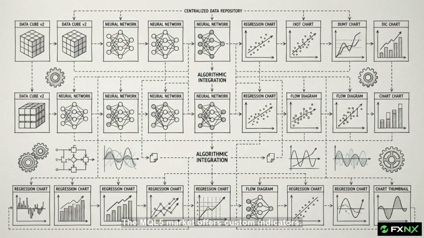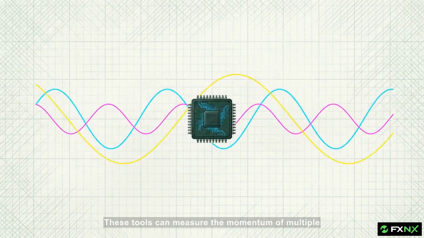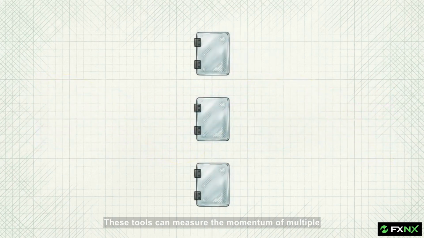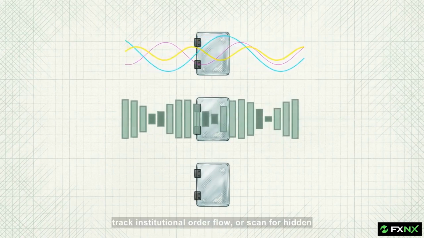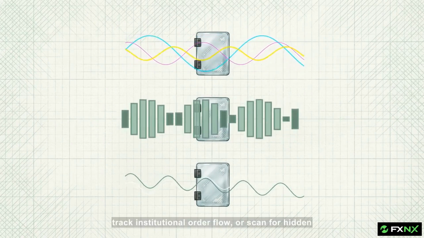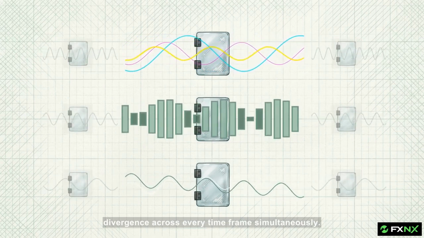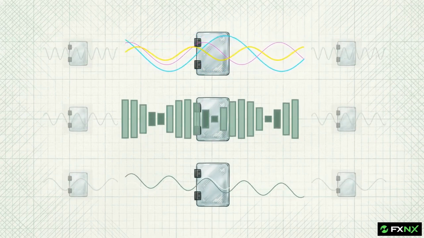The MQL5 market offers custom indicators, sophisticated algorithms written directly into your platform by developers to decode highly specific market environments that standard tools miss. This diagram illustrates how a flat, one-dimensional price feed transforms when you apply advanced code. These tools can measure the momentum of multiple currency pairs at once, track institutional order flow, or scan for hidden divergence across every timeframe simultaneously.